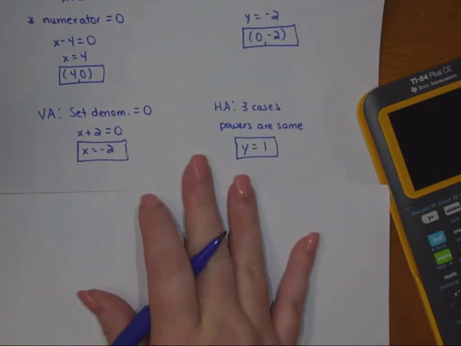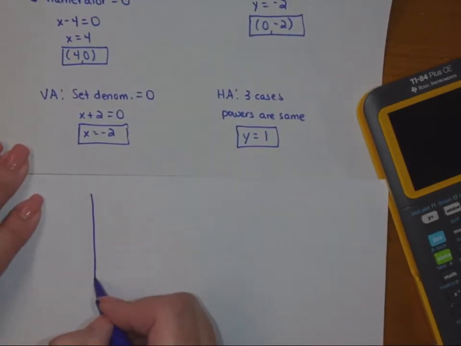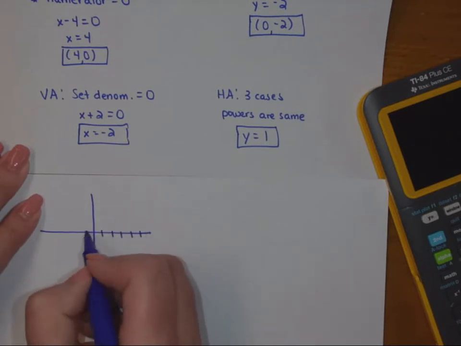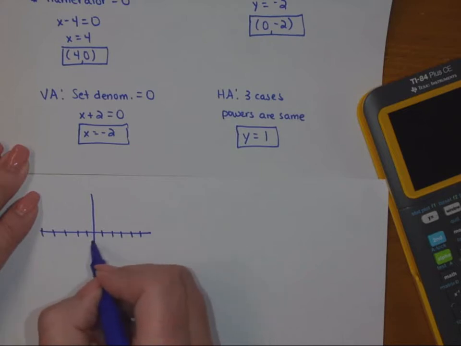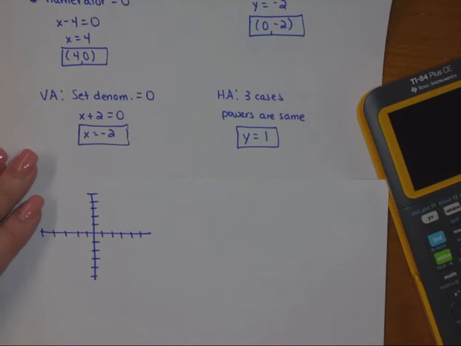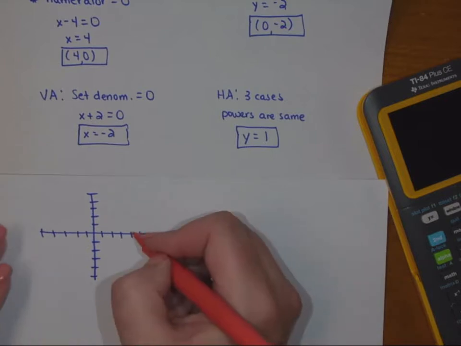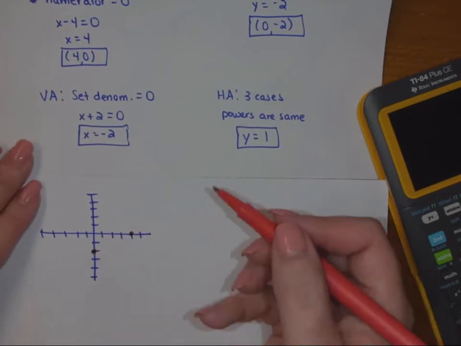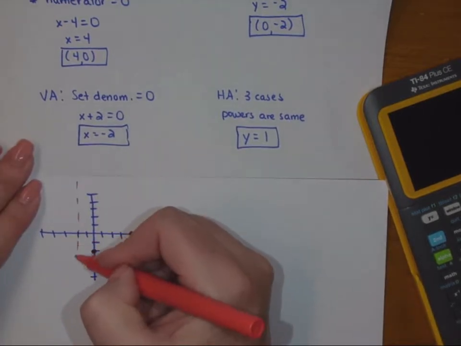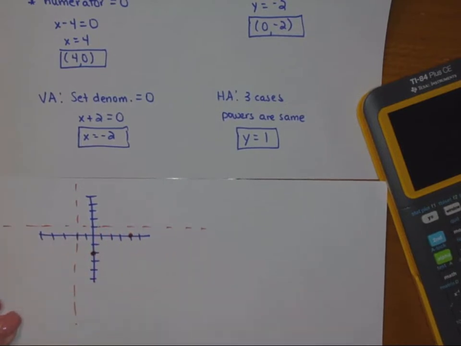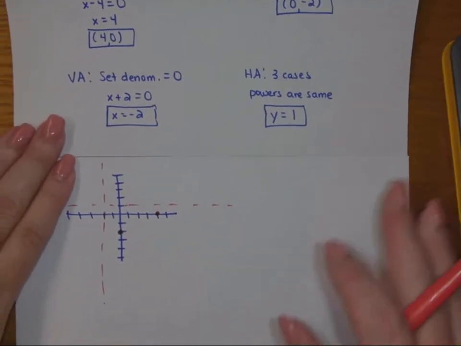So once you've found all of those pieces, we're going to graph them. So I'm just going to go out maybe 5. So let's graph what we know, right? We know the x-intercept is at 4. The y-intercept is at negative 2. We know that there's a vertical asymptote at negative 2 and a horizontal asymptote at 1. So remember, we do asymptotes with dashed lines because they're not actually part of the graph. They just represent a boundary line for the graph.